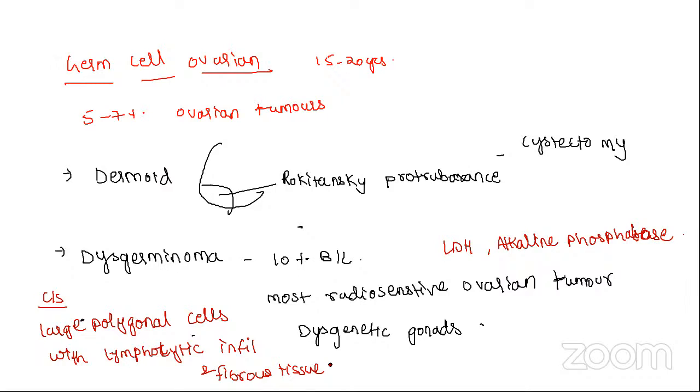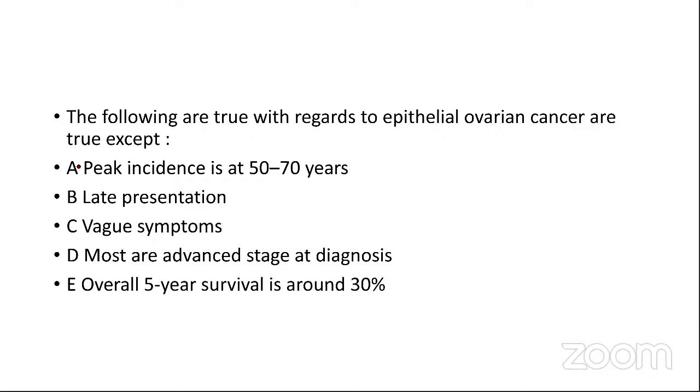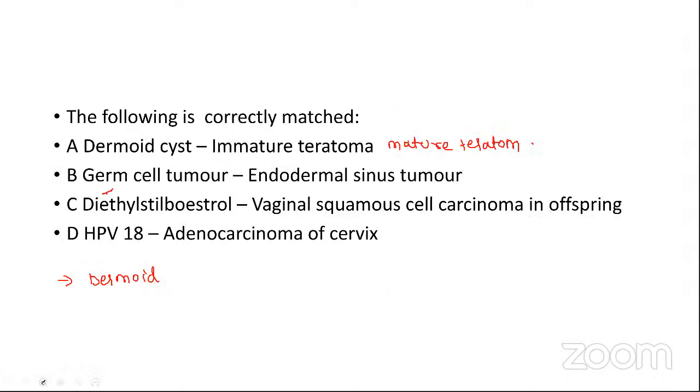Okay. And what is the treatment? I'll speak later once I finish the classification. So after dysgerminoma, what are the other germ cell ovarian tumors we have? The other germ cell ovarian tumors which we have are endodermal sinus tumor, it's also called yolk sac tumor.